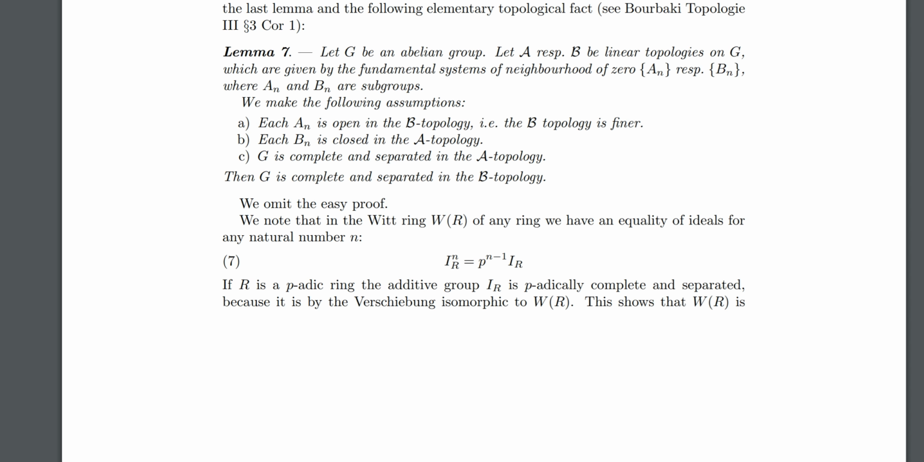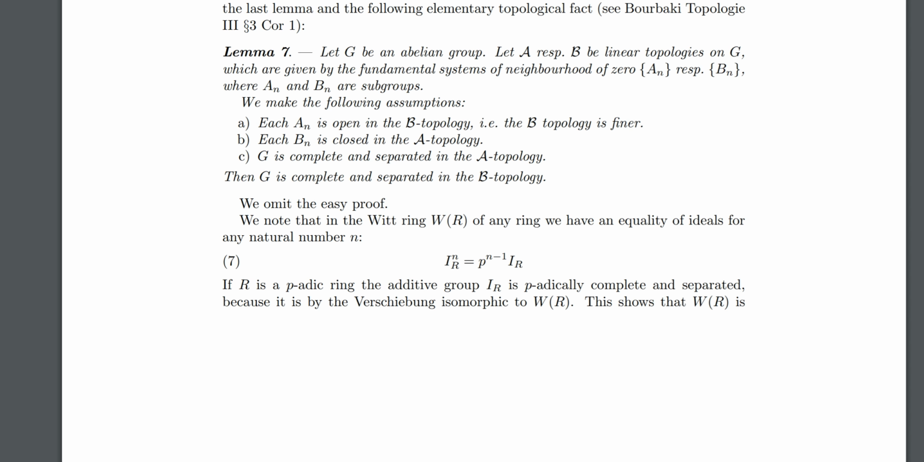If each A_n is open in the B topology, if the B topology is finer, in our case we know that the p-adic topology is finer than the C topology. The second condition is if each B_n is closed in the A topology, which means you have to prove that each p^m times WA, as open subgroups, is closed in the C topology. In our case, yes, well, to prove that, that's what we call Fermi.